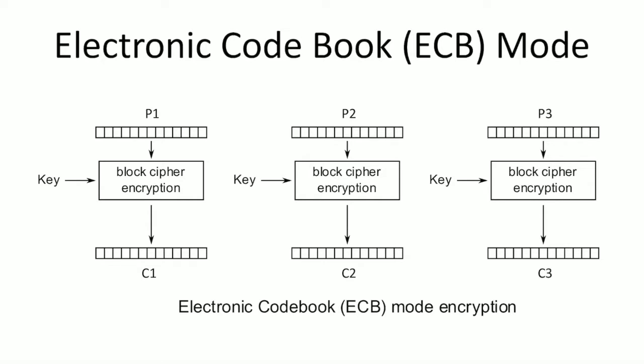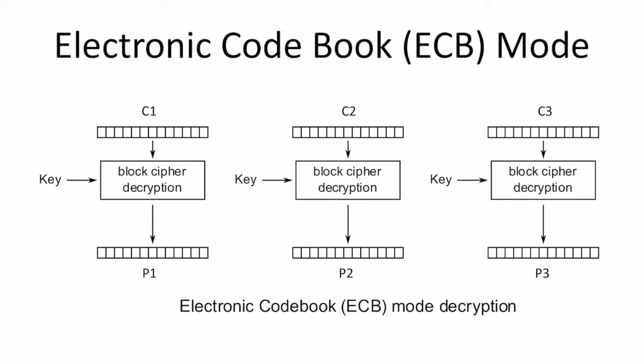Then you take each plain text block and encrypt it separately using the same cipher key to get a ciphertext block. So C1, C2, and C3 here are the corresponding ciphertext blocks for P1, P2, and P3. Note that depending on the block cipher, there will be a certain number of round keys generated from this symmetric key right here. So essentially, inside this rectangle, we are doing the encryption on this plain text block.